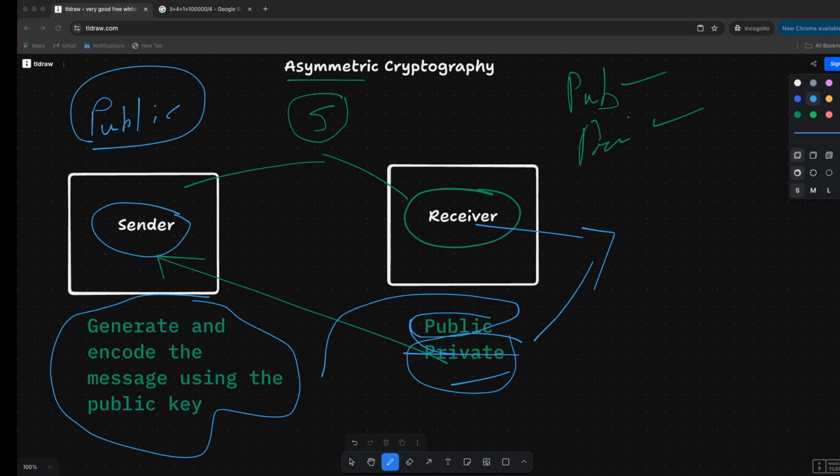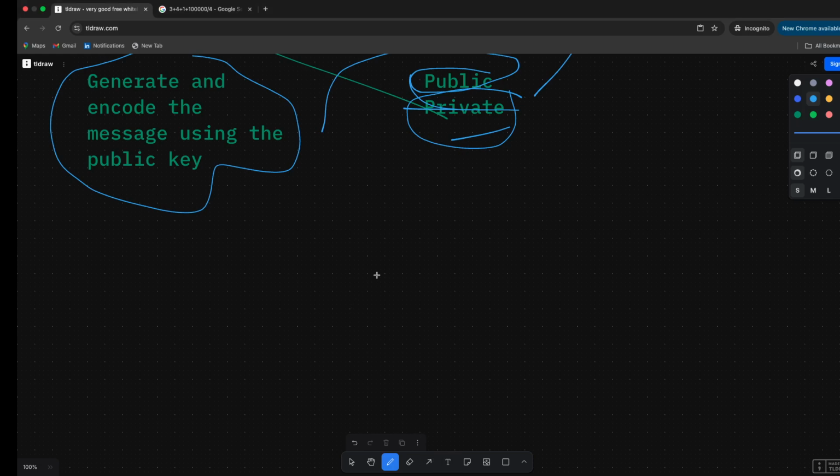Why is he using the private key and not the public key? What's the disadvantage of doing that? The question we are trying to figure out is, why shouldn't we use the public key to decrypt? Why are we not using that? We are using the private key, not the public key.